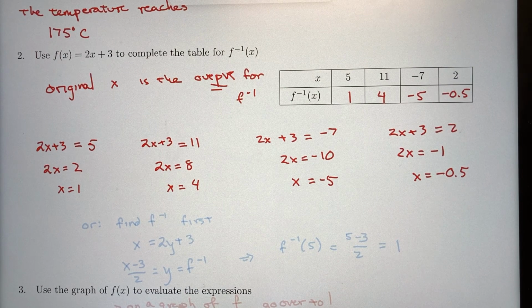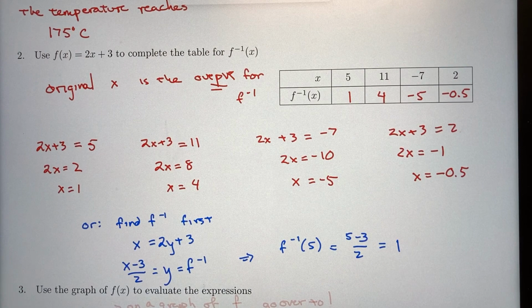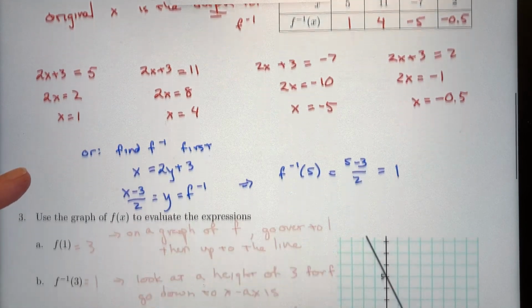We could also find the inverse function. So if we switch the variables, x and y, solve for the new y, okay, and then, for instance, F inverse of 5 is 5 minus 3 over 2, which is, by George, 1. Okay, and so forth. Either way, whichever one you find easier to deal with.